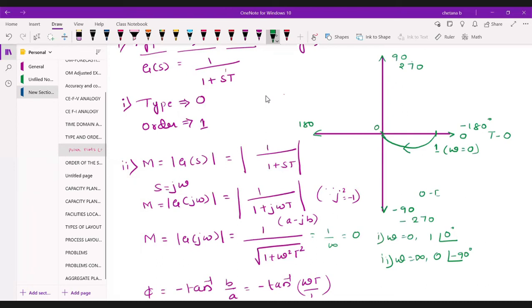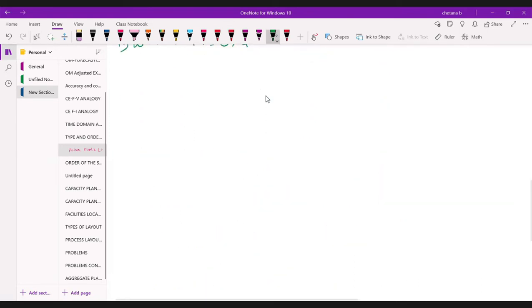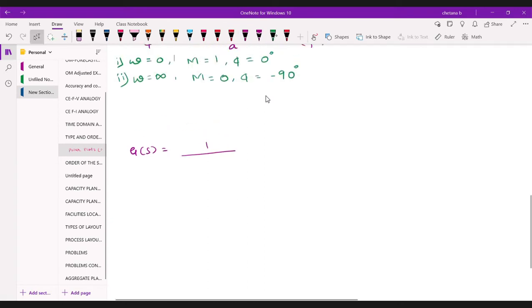So if you understand this, then the next part is the second one. I'll take the G of S here. So you can tell me first what is the type and the order of the system. So G of S is, show me the graph, ma'am. Okay.